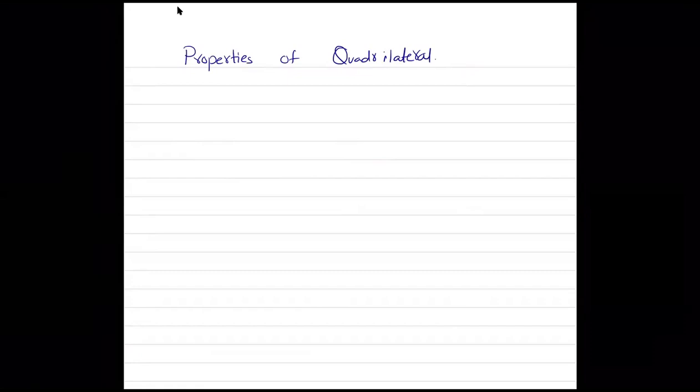So is triangle a quadrilateral? Quadrilateral must have four sides. It's a four-sided plane. The sum of all the angles of a quadrilateral must add up to 360 degree.